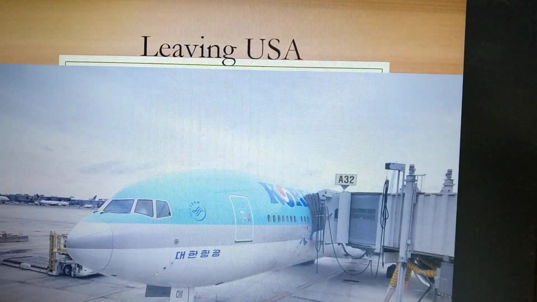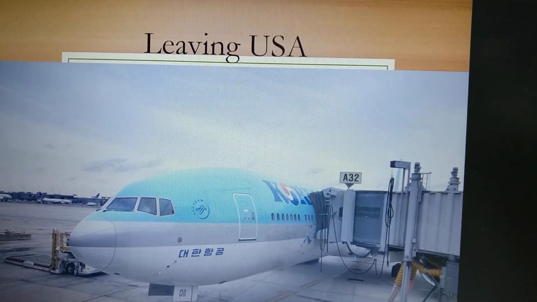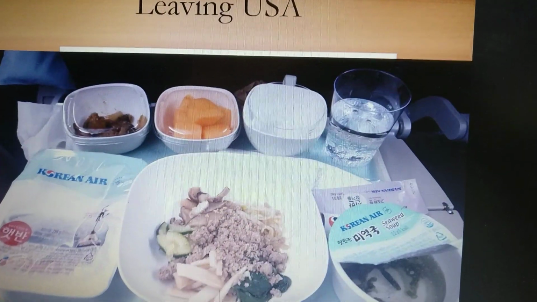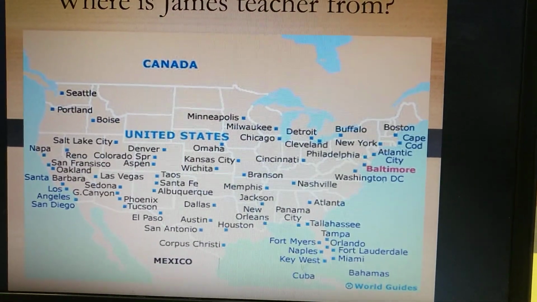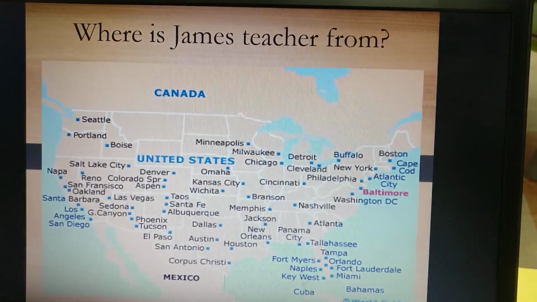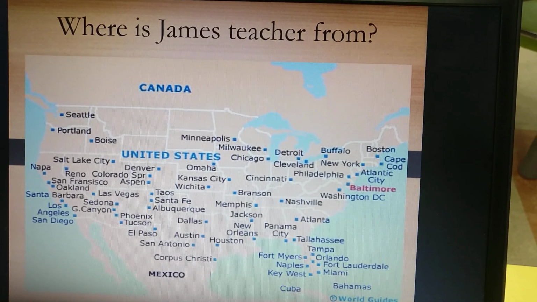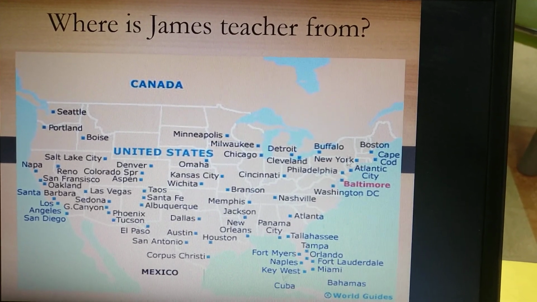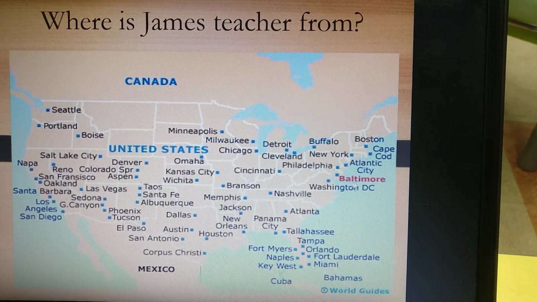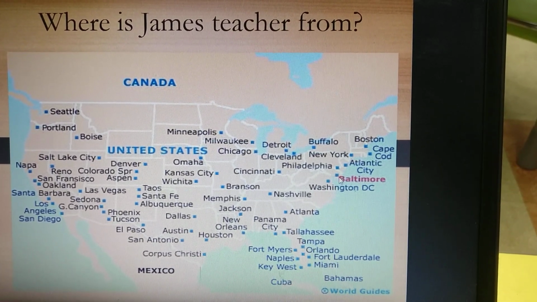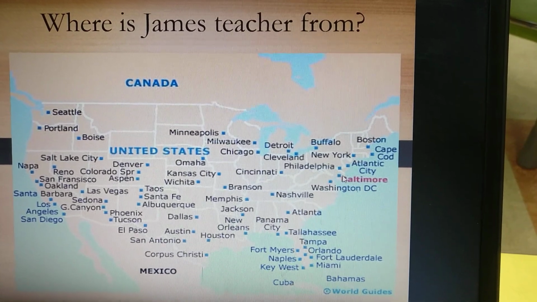This is the Washington International Airport. It's the airplane I left on. Sample meal I ate. So James is from the East Coast of the United States, right over here in Baltimore, Maryland. About 3 hours away from New York City. About 1 hour away from Washington, D.C.